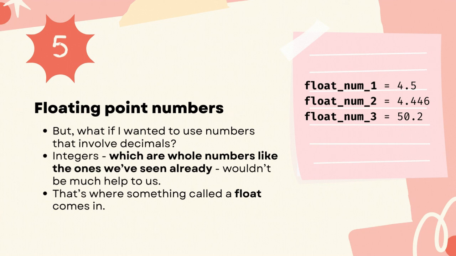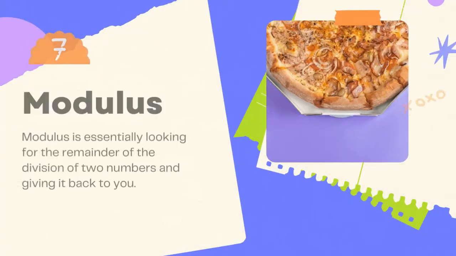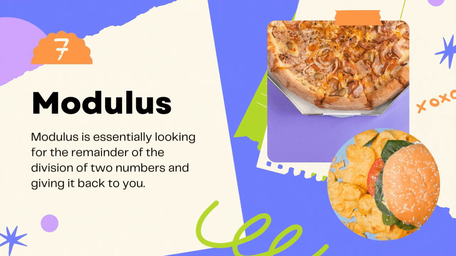Now that we've talked about some floats and some awesome integers, I do want to end our discussion of this first module in our data type series by talking about something called the modulus operator, which sounds pretty cool. This is essentially looking for the remainder of the division of two numbers and giving it back to you. Now, what's cool about modulus is that we can apply it to our everyday lives pretty easily. So let's say you wanted to have 4 pieces of an 8-piece pizza. Well, there's a remainder there. There's a remainder of 4 pieces.